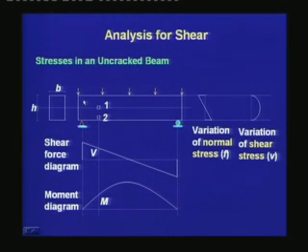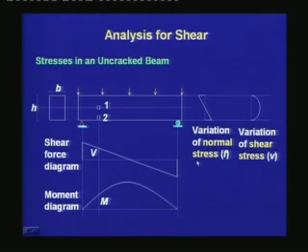Here, we are seeing a simply supported beam subjected to uniformly distributed load. We are considering 2 points in the beam. One lies at the neutral axis and the other lies close to the tension face. For such a beam, from basic structural analysis, we know that the shear force varies linearly along the span, and the moment also varies along the span along a parabolic curve.